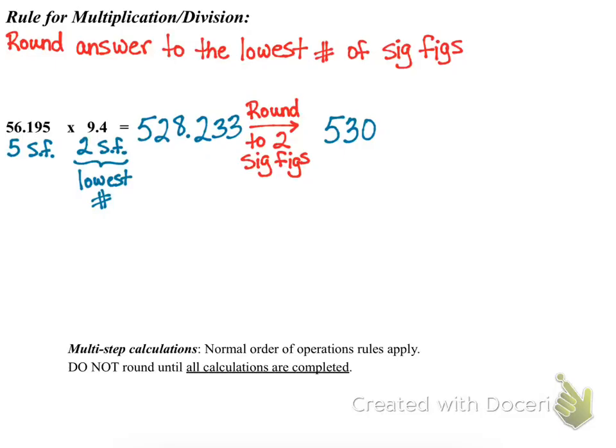So last thing, for multi-step calculations, normal order of operations rules apply. So the rules that you learned in math for order of operations, hang on to those. We don't use a lot of multi-step calculations that combine addition and subtraction and multiplication, so it's not such an issue. But the big thing for us is that you don't round until you're done with all the calculations. So don't round in the middle. If you're going to do some math and then take your answer and do another calculation with it, do all the calculations and then round your final answer. Otherwise, you can get what's called rounding errors.